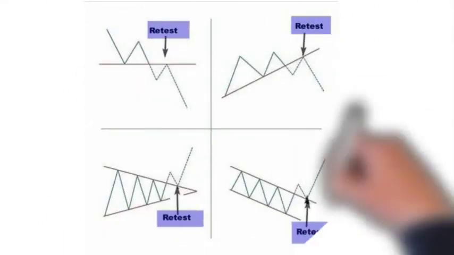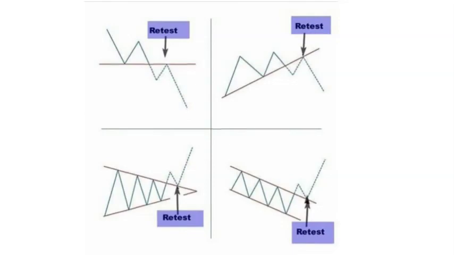Retests in the forex market come in all shapes and sizes. They can come after a market breaks a key horizontal level of support or resistance, or a breakout from any form of triangle pattern. Regardless of how or where the retest occurs, the characteristics are the same.